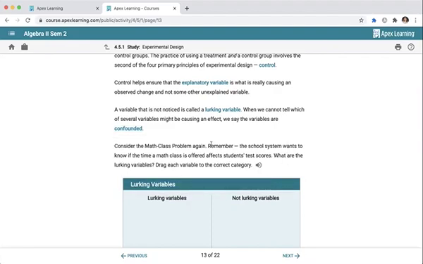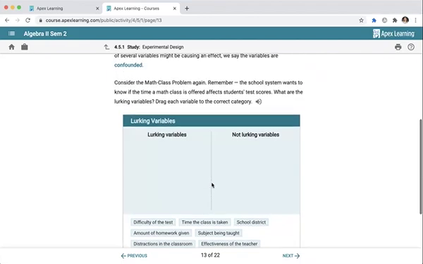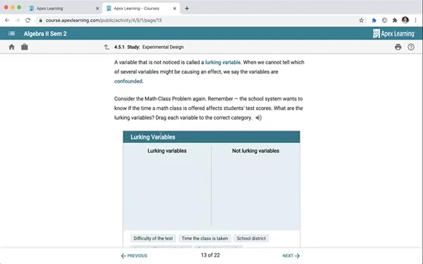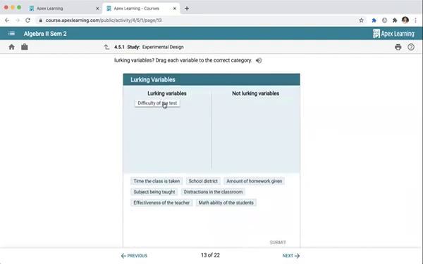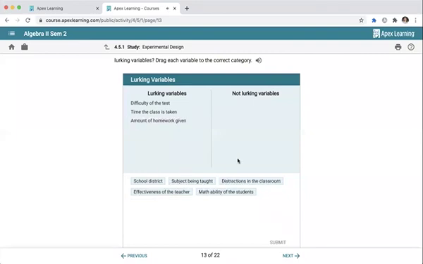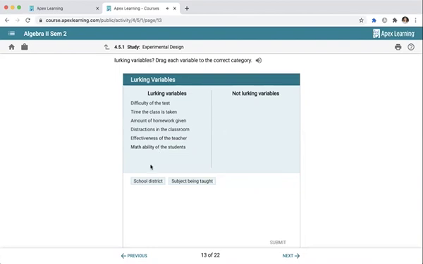All right, so if we have a lot of variables and we don't know which one's causing it, we can call it confounded, right? So again, if we look at this math problem here, we've got lurking variables, which are things that may have an effect. Difficulty of the test might have an effect on the outcome. The time the class is taken might have an effect. Amount of homework given, distractions in the classroom, effectiveness of the teacher, math ability of the student.